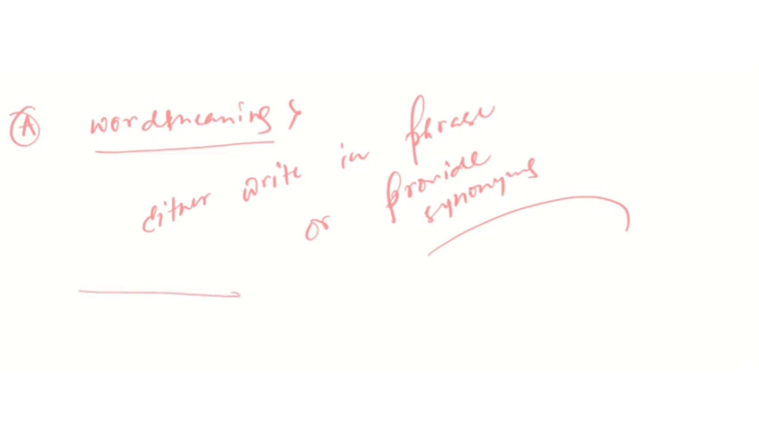So while going through this unseen comprehension part, this is the first thing: you should be very careful. In the next video, we'll take one unseen comprehension topic, go through it thoroughly, and answer it, and we'll try to do all the possible things that we can do.